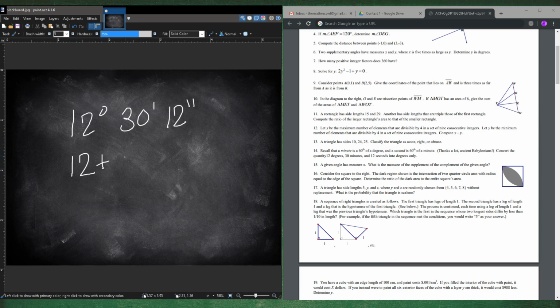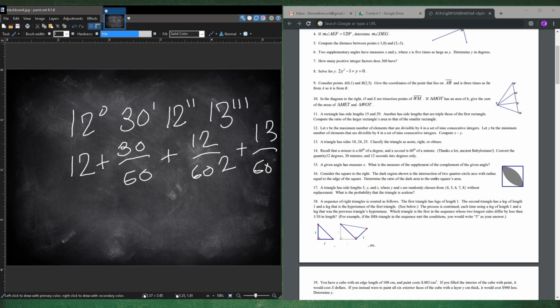What you usually do is 12, the first one, plus 30 over 60, plus 12 over 60 squared. So if you have another one, like 13, 1, 2, 3, it's going to be 13 plus 1 over 60, plus 2 over 60 squared, plus 3 over 60 cubed. So that's basically how you do it. I'm not going to do this by hand, I'm just going to use the calculator. So you get 12 plus 30 divided by 60 plus 12 divided by 60 squared.